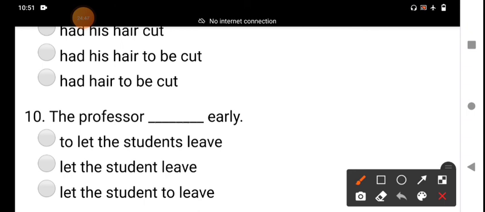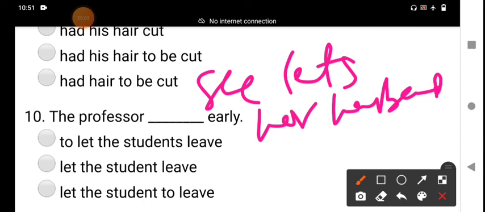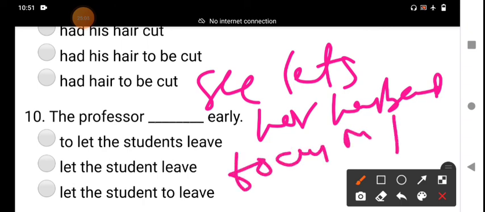Let means, for example, she lets her husband focus on his job. In the simple past tense, her husband focus on job. Let means she has given permission, she allowed her husband to focus on his job. That is the example. The structure is, what is the answer?